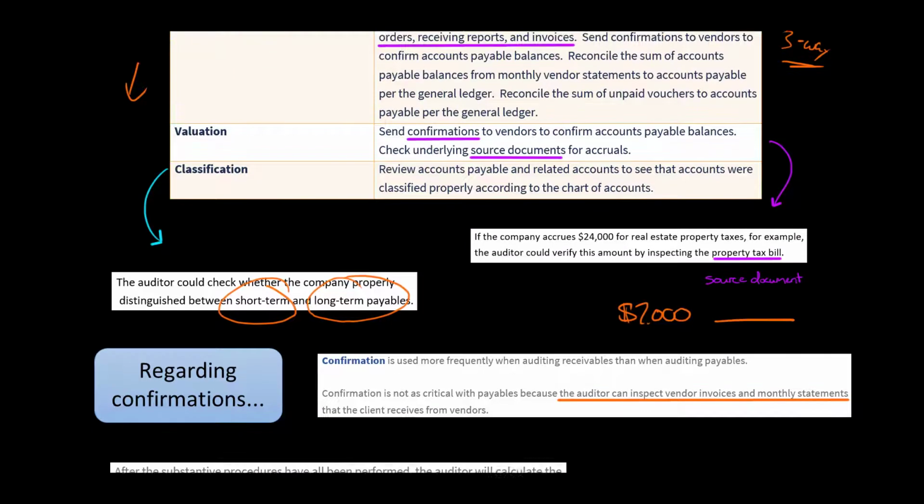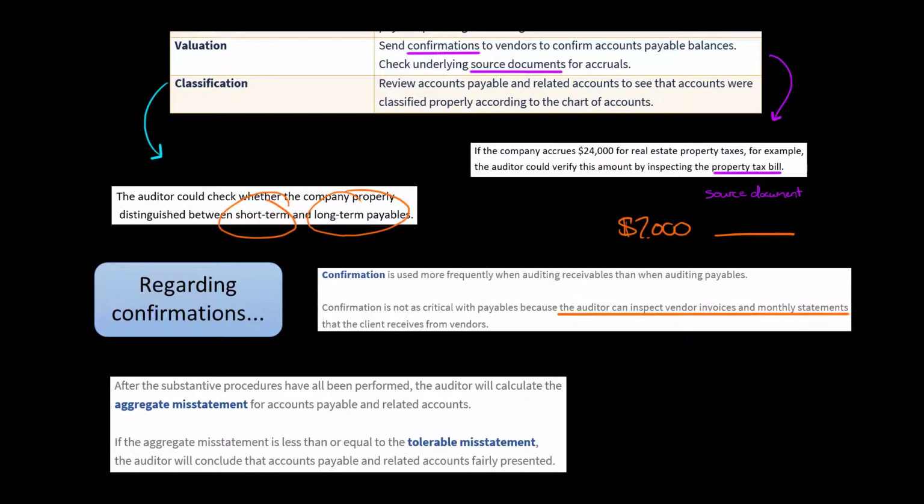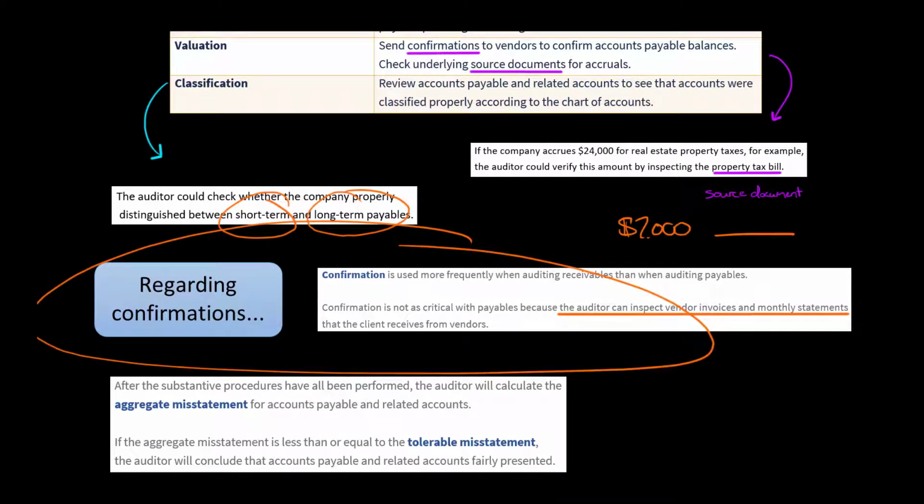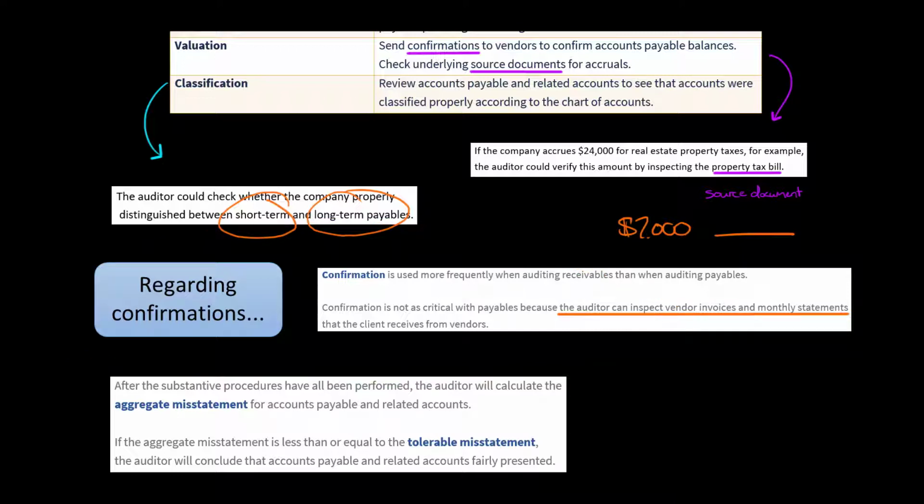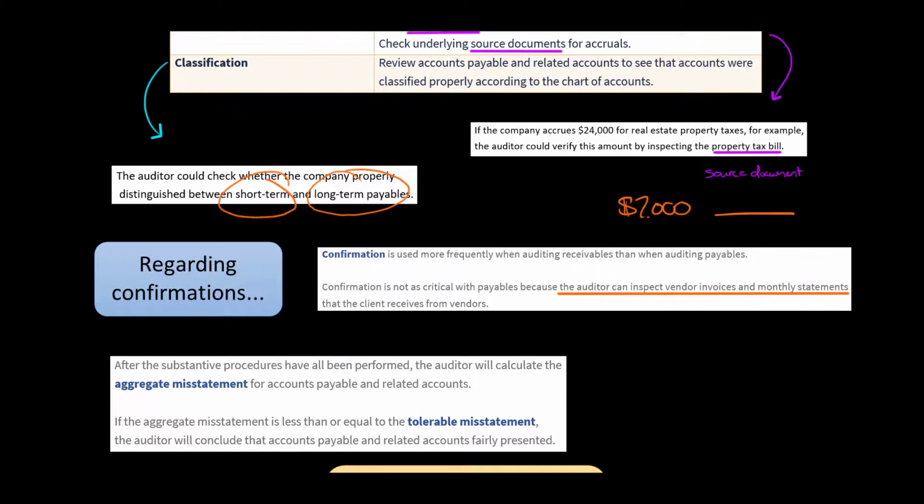Now, so we've covered the confirmations, we talked about this. What happens after we've done this? So we talked now about analytical procedures. We talked about the tested details. All this has been done. Let's say the auditor has done all that work. They've performed all the substantive procedures. Now what? Well, the auditor is going to calculate the aggregate misstatement for the accounts payable and any other related accounts that they looked at.